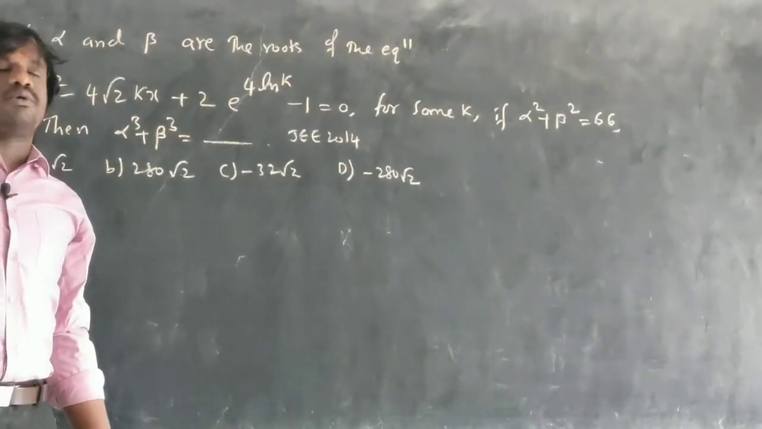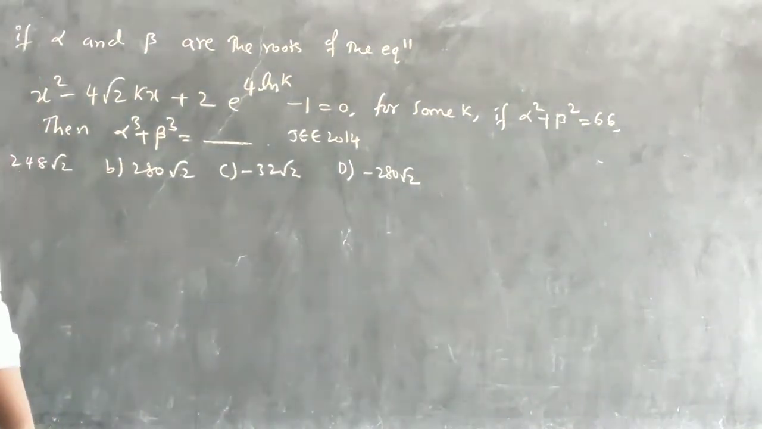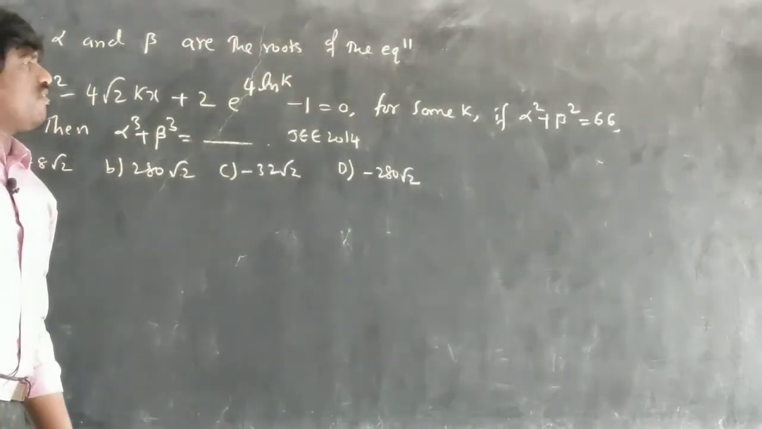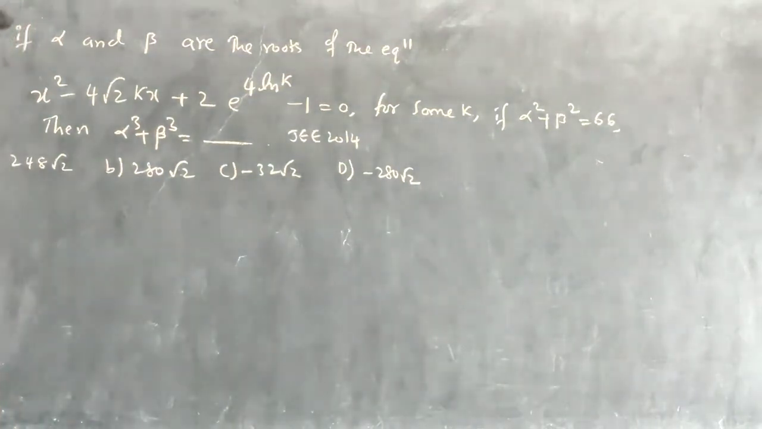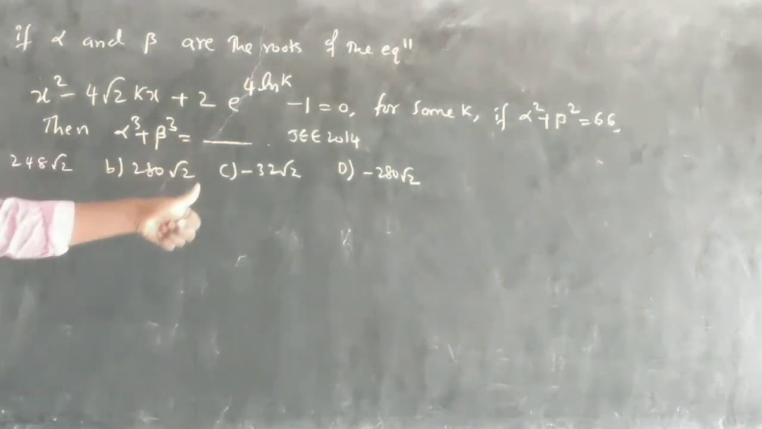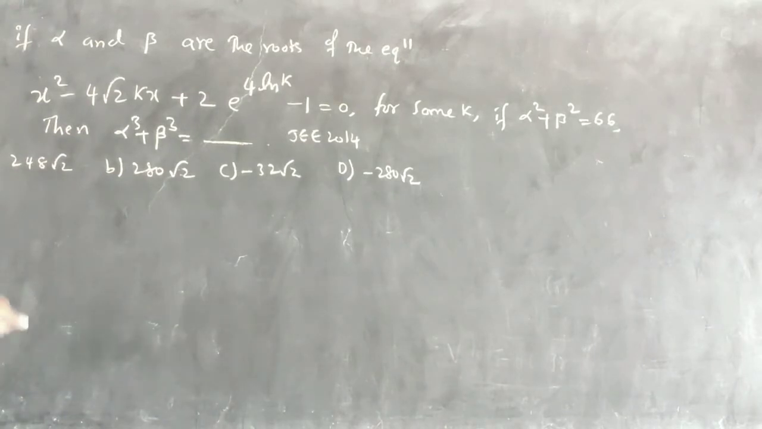There is one more question which was asked in JEE 2014. Let us discuss this question. If alpha and beta are the roots of the quadratic equation x square minus 4 root 2 times kx plus 2 e power 4 ln k minus 1 is equal to 0, for some k, if alpha square plus beta square is equal to 66, then alpha cube plus beta cube is equal to dash. This is the question asked in JEE 2014. Let us discuss this question.